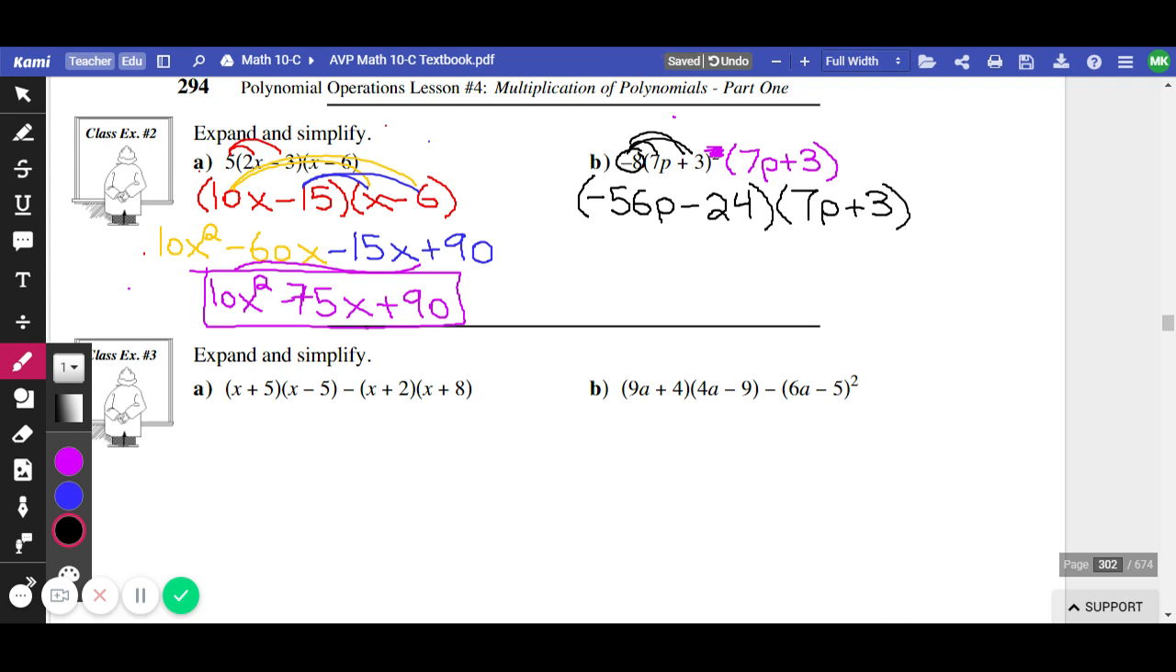Once you get rid of the monomial, you just got 2 binomials, right? So it's the same old, same old. You can use any method you want. If you use that method, you should come up with the same 4 numbers. Whoa, I'm going to need a calculator for mine. We're going to do 56 times 7. We get negative 392p squared.